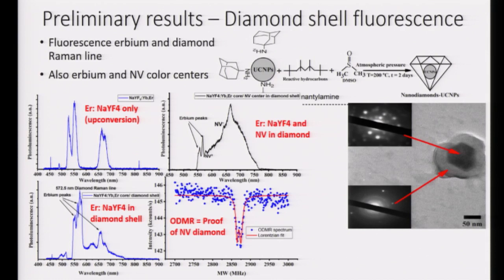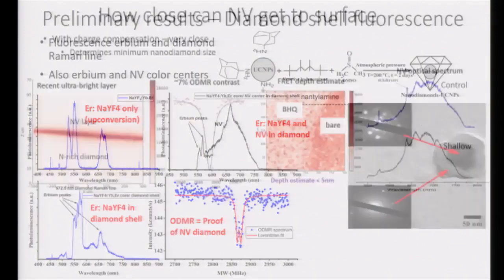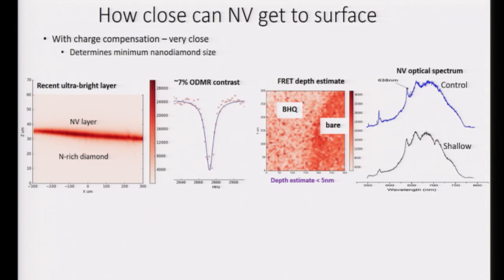Now another thing you might wonder is, if we actually want to put nitrogen vacancies within a few atomic layers of this upconversion, will they still be nitrogen vacancies? So it comes to the question of how shallow can a nitrogen vacancy be and still be a nitrogen vacancy? So we did some experiments making ultra shallow NVs.